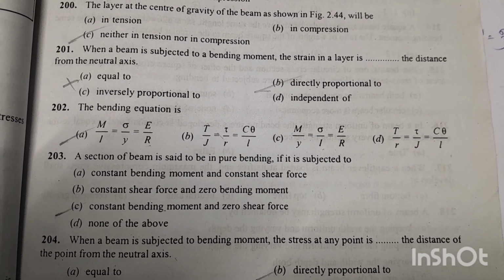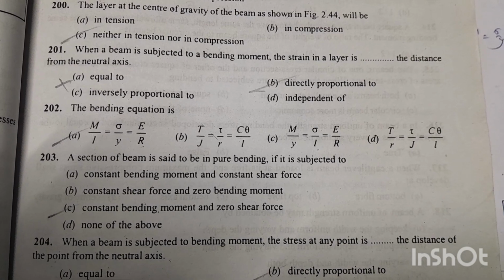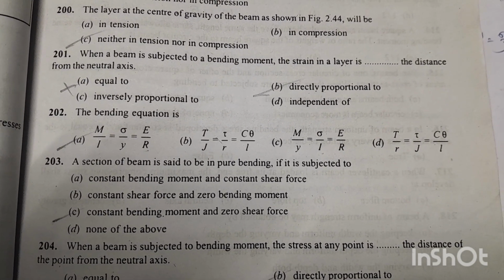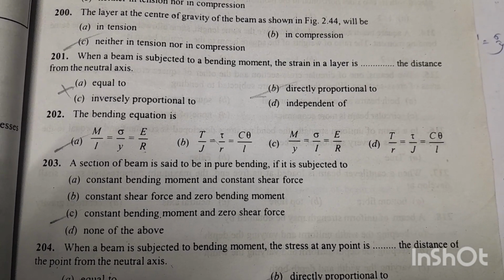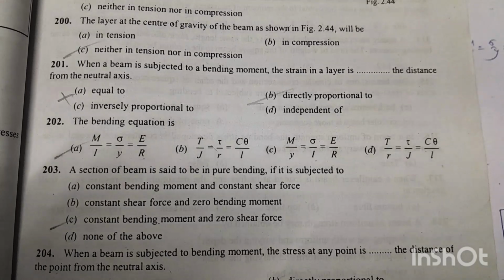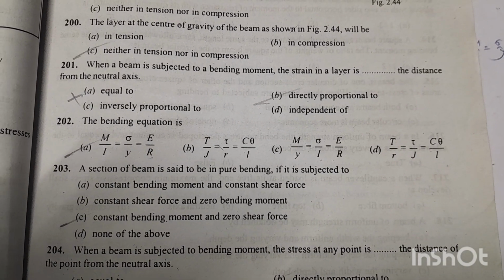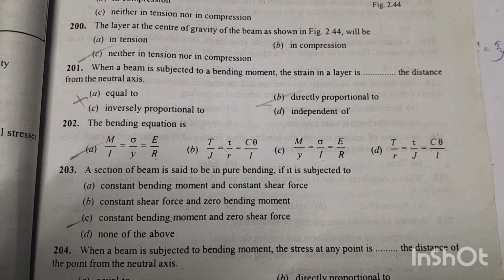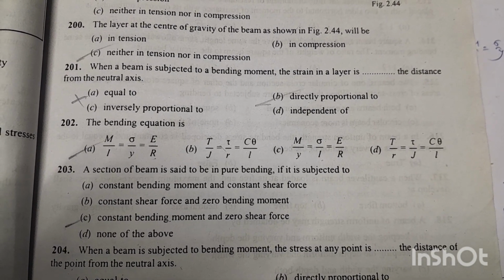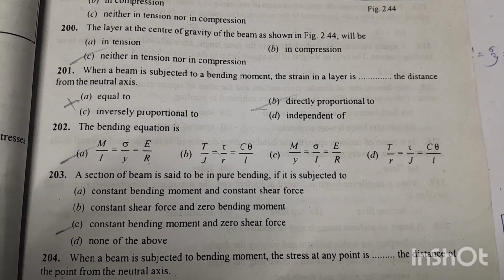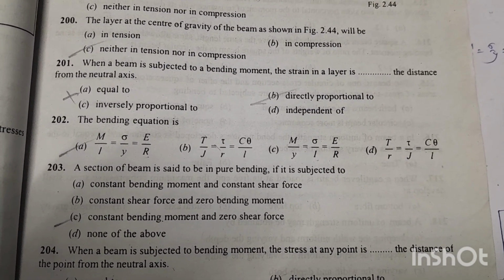M by I equal to sigma by Y equal to E by R. E is the Young's modulus of the material of the beam. R is the radius of curvature of the beam. M is the bending moment of the beam. I is the moment of inertia of the section of the beam. Sigma is the bending stress of that beam, and Y is the distance from the neutral axis to the extreme fiber of the section.